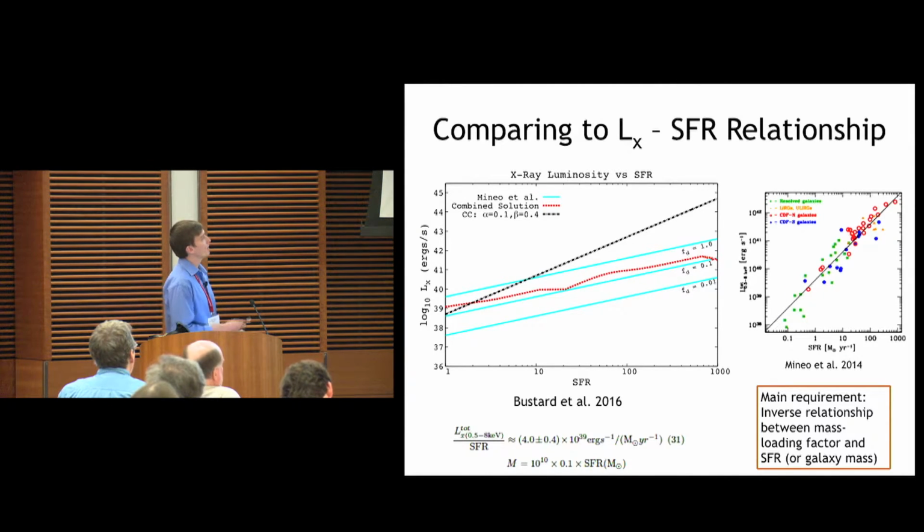The main requirement to get this linear relationship across such a large range of star formation rates is to include an inverse relationship between mass loading factor and the star formation rate, or galaxy mass. So we say that for low mass galaxies, the mass loading is greater, and for high mass galaxies, the mass loading is lower. And this is something that I believe is being seen in observations as well as in galaxy formation simulations.